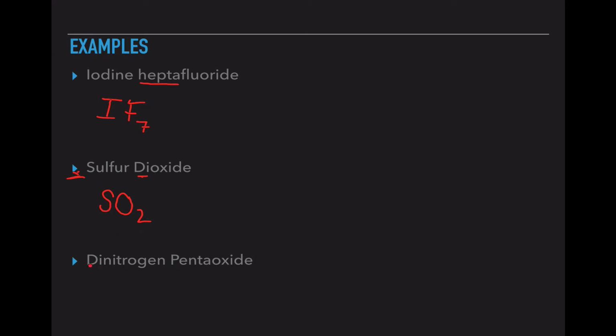The last one, dinitrogen pentaoxide. Nitrogen is the base for the first element, which is a capital N. Di tells us that there are two present. Pentaoxide, oxide is O, and penta tells us that there are 5. So dinitrogen pentaoxide has the chemical formula of N2O5.